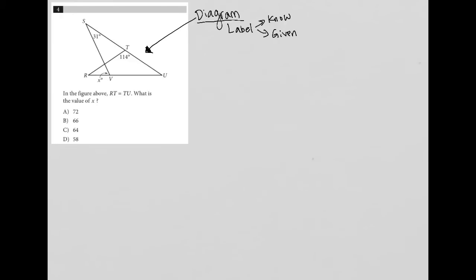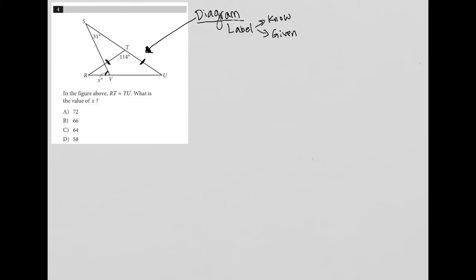So what does that mean? We're being given this information that RT is equal to TU. So I'm going to put these little tick marks here to represent that those two line segments are congruent. Then the question says, what is the value of X? Okay, so we're looking for this angle here.